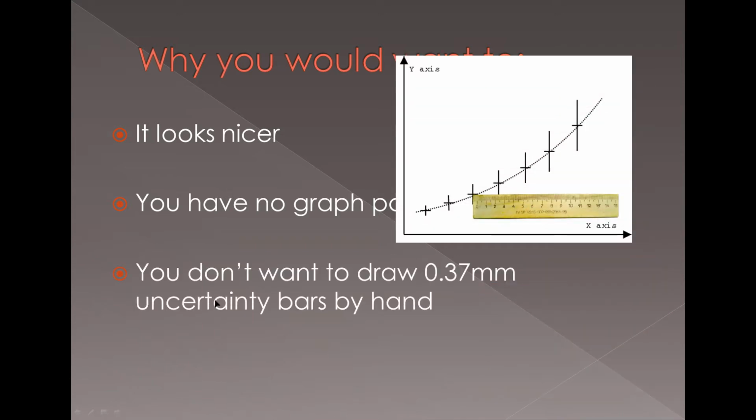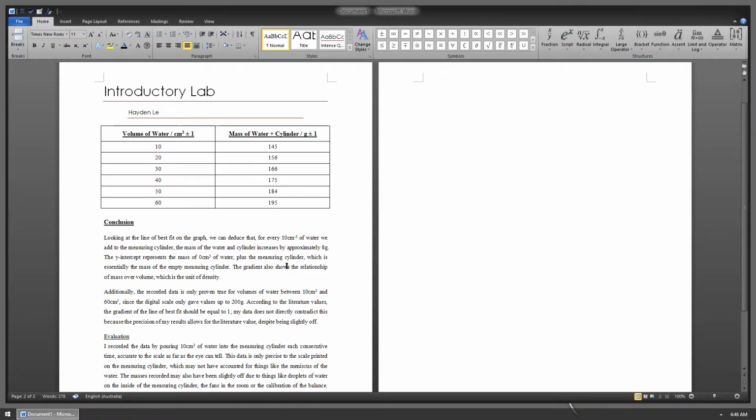And the third reason I came up with would be if you don't want to draw all your uncertainty boxes perfectly, doing it by computer will save you a lot of time and effort. But whatever the reason, if you don't know how to make your graph properly, you're going to be in for some trouble. So we'll start from zero.